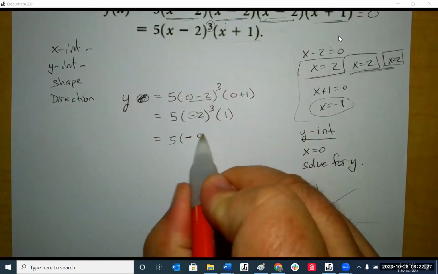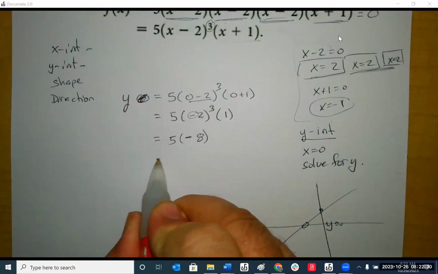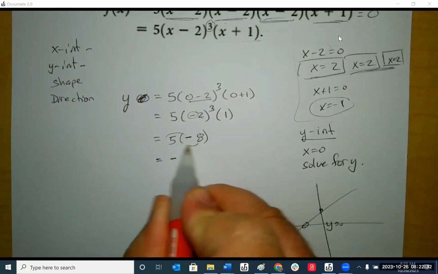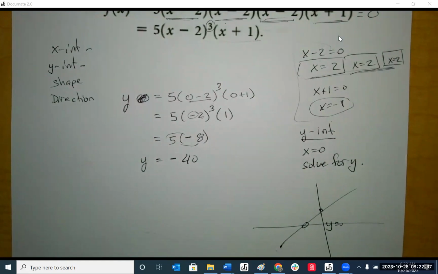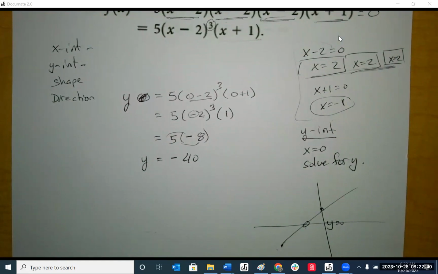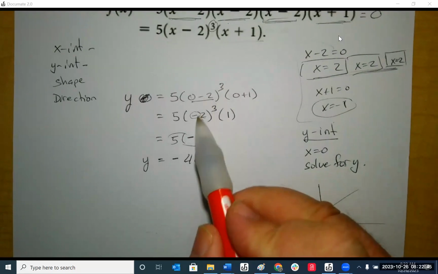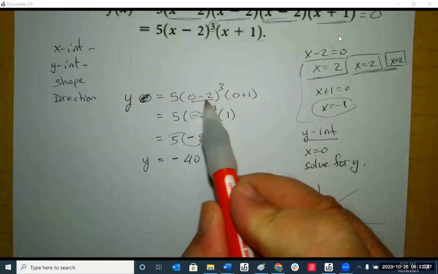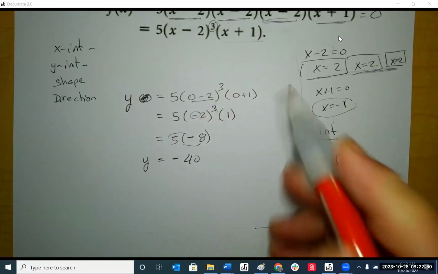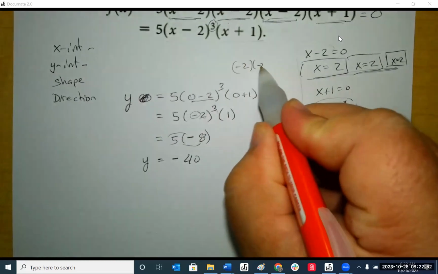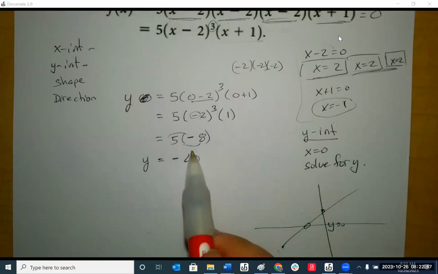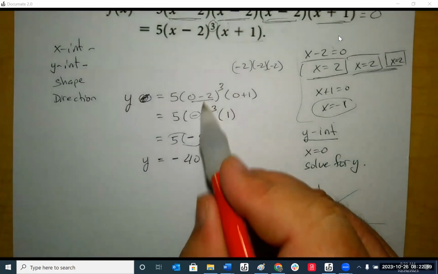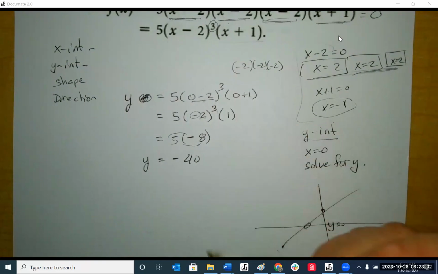So 2 cubed is 8 times 1. Positive times negative is negative. 8 times 5 is 40. So our y-intercept is at negative 40. No, because it's inside the parenthesis and it's an odd exponent. So it's negative 2 times negative 2 times negative 2. It's negative 8. So this one becomes negative 8. 1 just disappears because anything times 1 is itself.